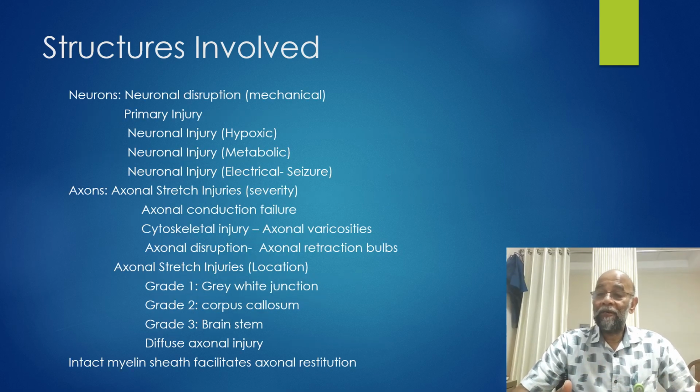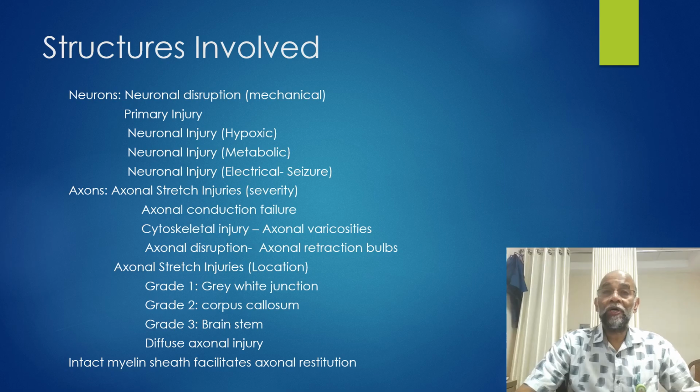Continuing with an anatomical description of the structures which are damaged in a traumatic brain injury, we have neurons and axons. Neuronal disruption can occur because of direct injury. That is the primary injury. Neuronal injury also occurs because of other insults.